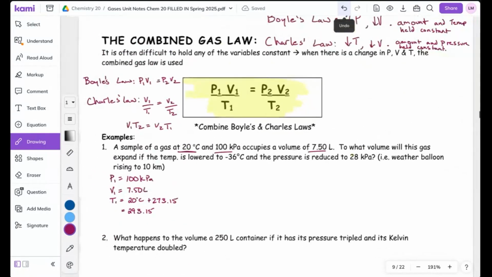Now, it says, to what volume will this gas expand if the temperature is lowered to negative 36 degrees and the pressure is reduced to 28 kilopascals? A situation where this would happen is if a weather balloon is rising up, let's say 10 kilometers. The higher up it goes, the colder the gas is going to get because the temperature is lower.